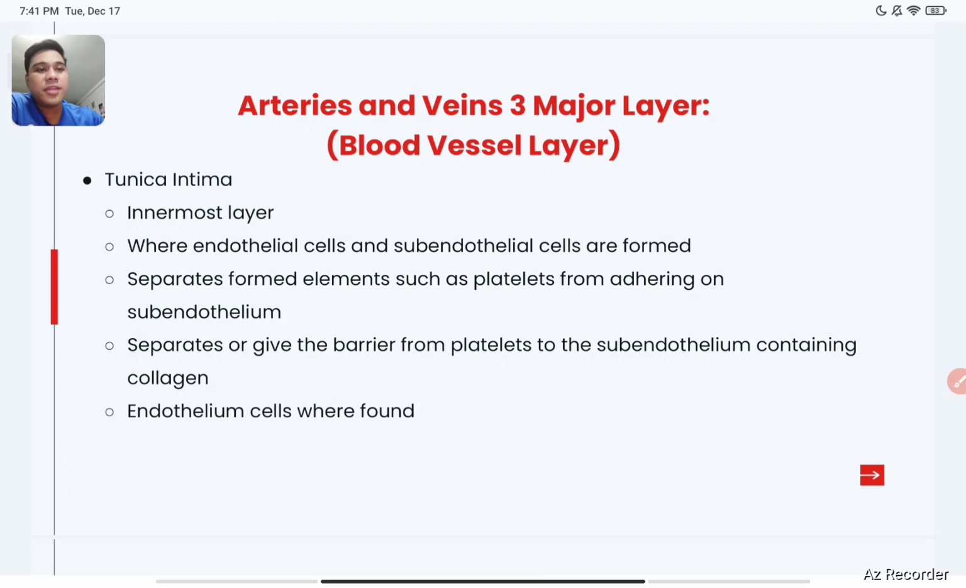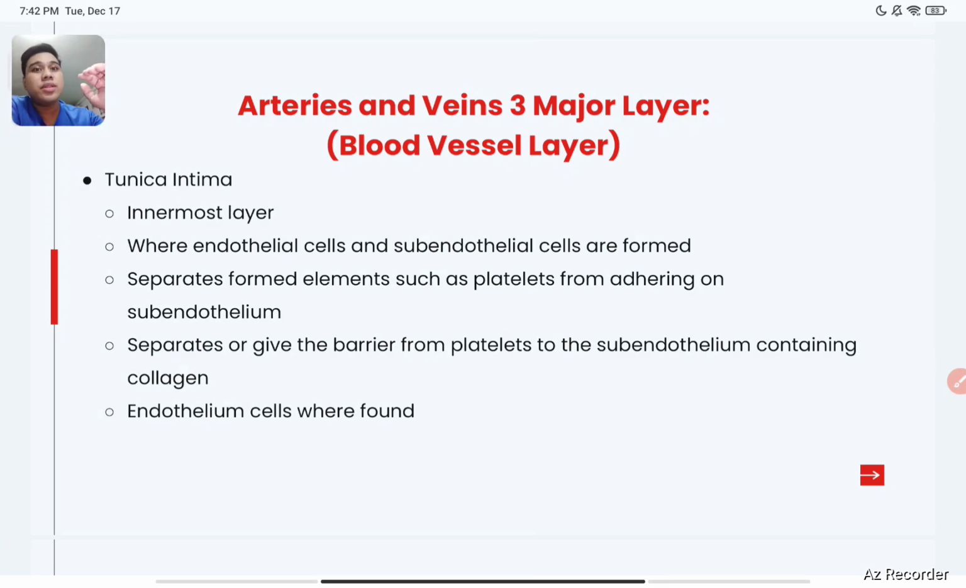it is where endothelial cells and subendothelial cells are formed. It separates formed elements such as platelets from adhering on subendothelium, and it gives the barrier from platelets to the subendothelium containing collagen. And the endothelium cells are found. So it's basically the innermost layer that sticks to the blood or has contact to the blood.